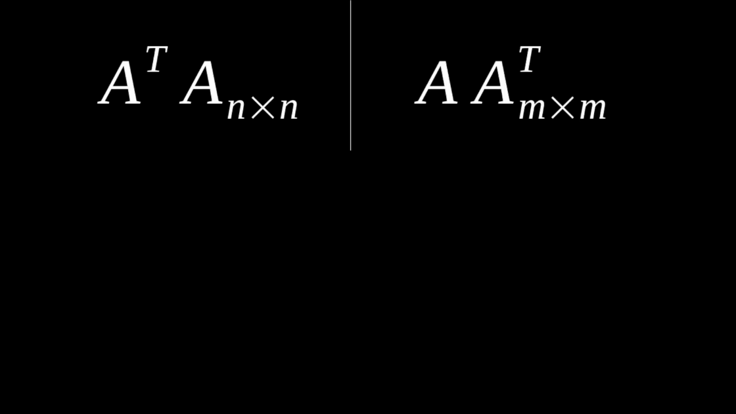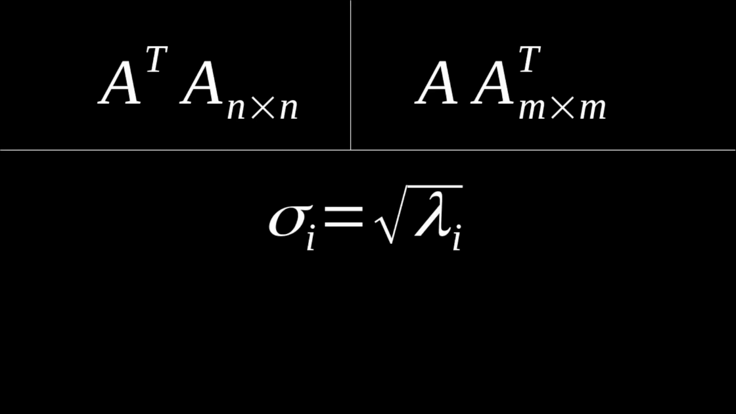Now, the way that we're going to do this is actually quite simple. We will either compute A transpose A, which will result in an n by n dimension matrix, or we will compute A times A transpose, which will result in an m by m square matrix. Both of these will nevertheless result in a square matrix, and so we can compute the eigenvalues for that matrix product.